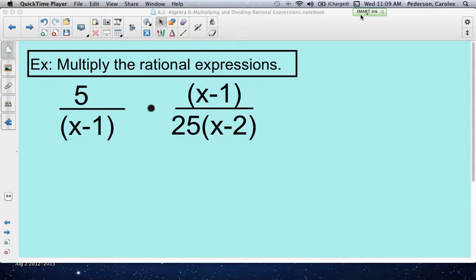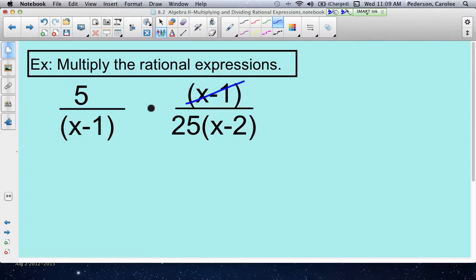So let's talk about the 5 and the 25. Well, we can reduce those by 5s, and then look at the x minus 1 and the x minus 1. Those can cancel. So the x minus 1s are going to cancel. Those will just become 1s. And then 5 divided by 5 is 1, and 25 divided by 5 is 5.